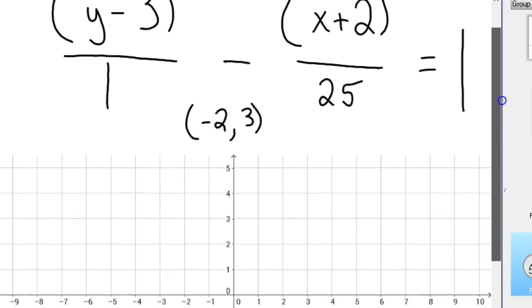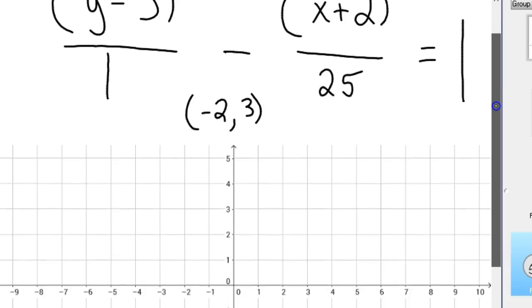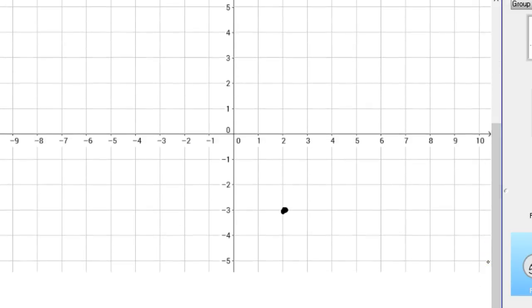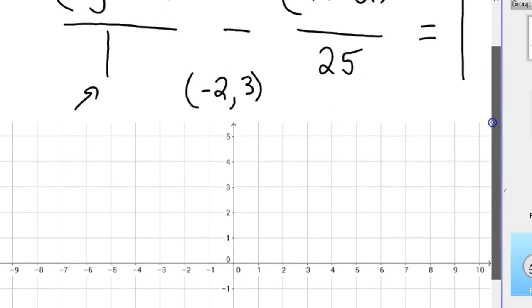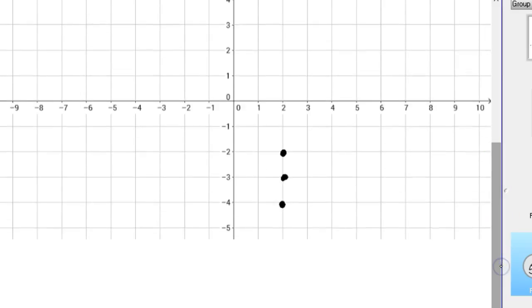And my transverse axis is the square root of 1 this time. And I'm going to go up and down. So I'm going to go up 1, down 1. That's my transverse axis. I'm not going to draw a line through it this time. And I'm going to go right and left 5 because it's underneath x. So right and left 5. So 1, 2, 3, 4, 5. 1, 2, 3, 4, 5.